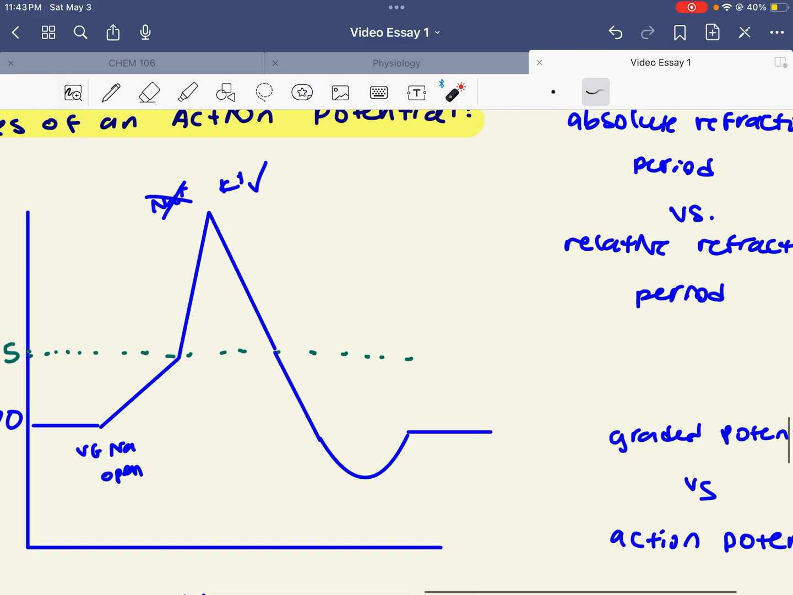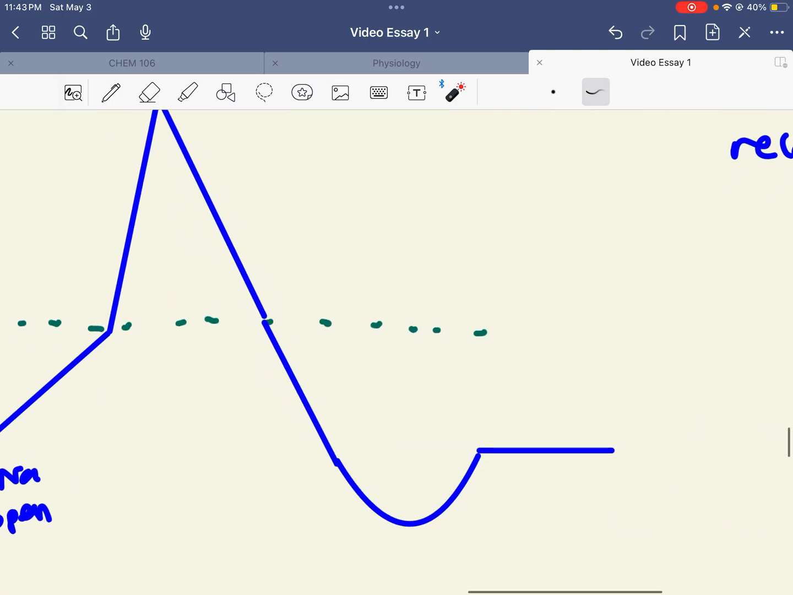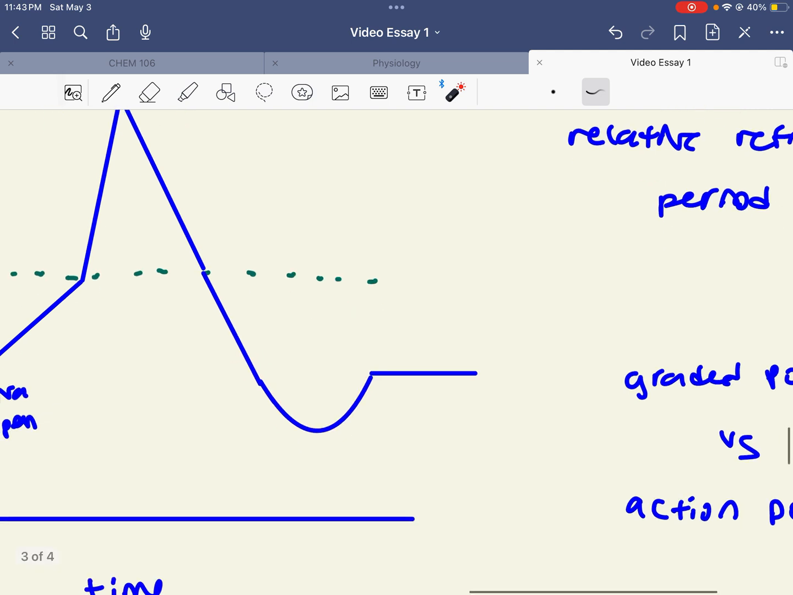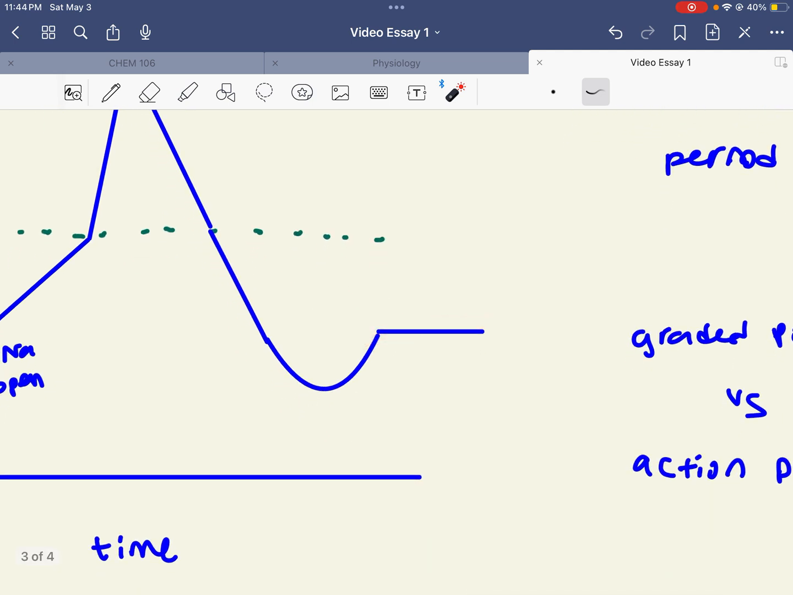Now we have hyperpolarization. The potassium channels stay open a bit too long. The cell becomes more negative than resting, and it needs to recalibrate to return to resting membrane potential. This causes the potassium channels to close and the sodium-potassium pumps to restore baseline.